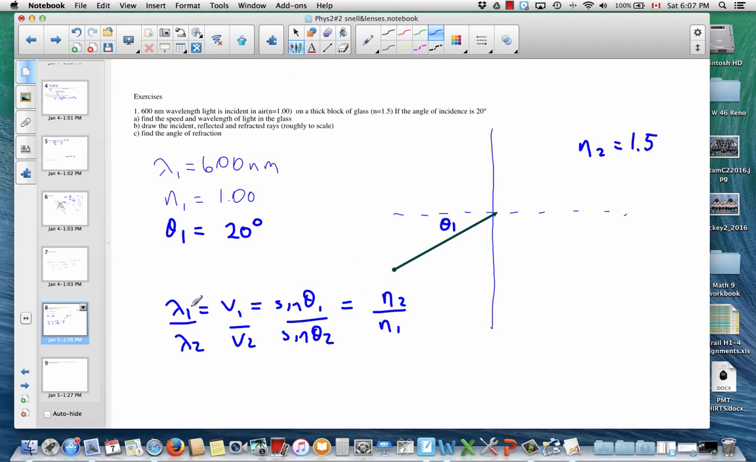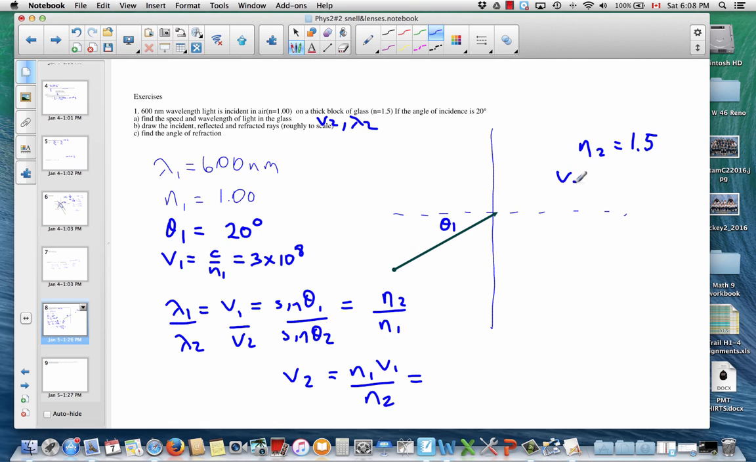So we've got that written out here. Wavelength is proportional to speed, is proportional to the angle, is inversely proportional to the index of refraction. The speed in the first material, remember v is c over n, and because the index of refraction of air is basically 1, then that means that light's traveling at 3 times 10 to the 8 meters per second in this material. So if we want to find the speed and wavelength of the light in glass, that means speed v2 and wavelength lambda 2. So solving for v2, we cross multiply up, and v2 is n1 v1 over n2.